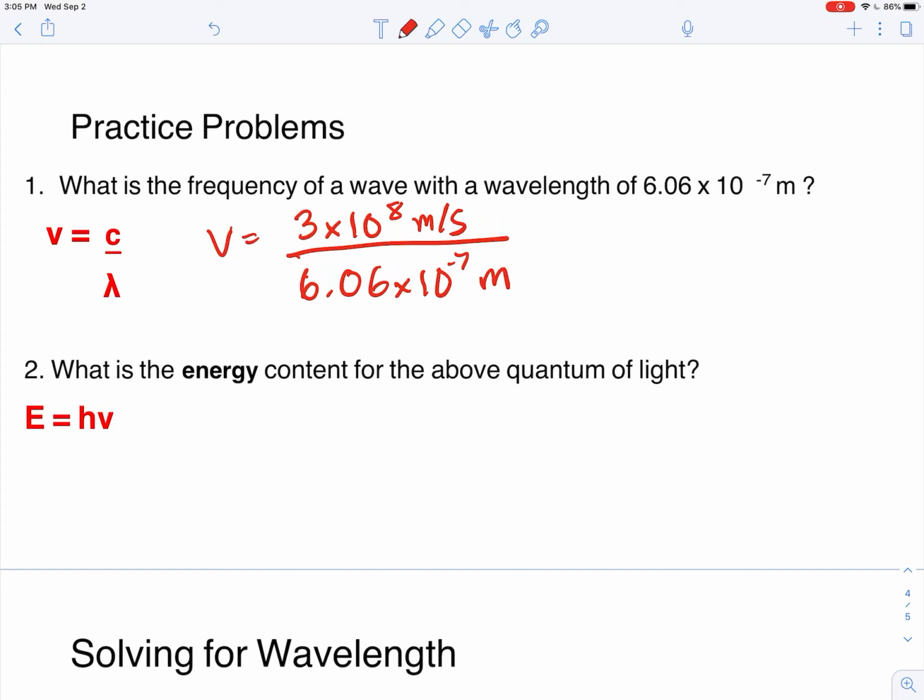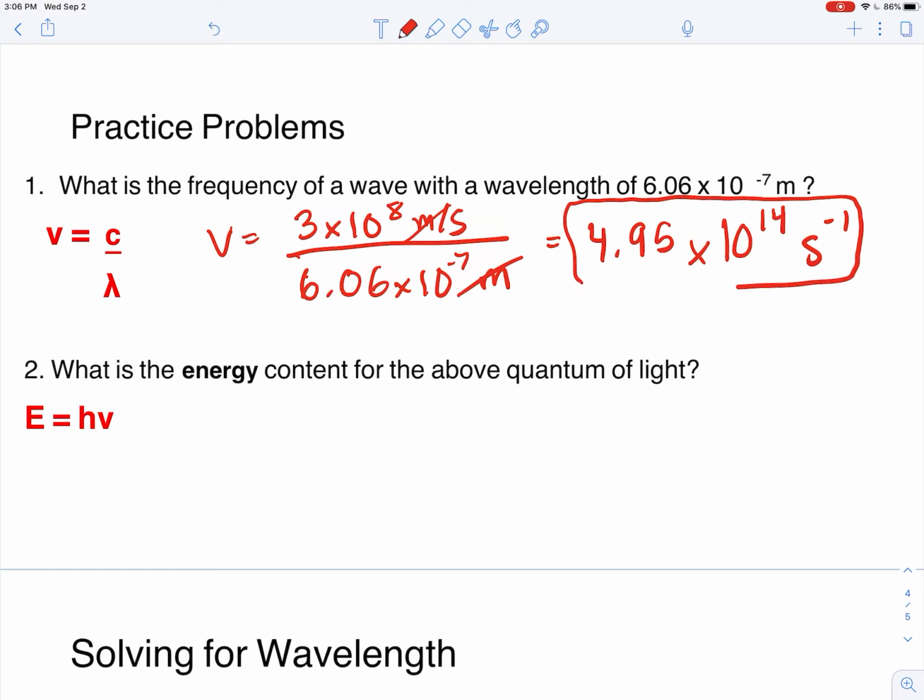Okay. And if you punch this into your calculator correctly, you are going to get 4.95 times 10 to the 14th, and that's going to be in s to the minus 1. So the meters cancel out and we're left with seconds in the denominator. Notice I kept 3 significant figures in my final answer because that's what I was given.